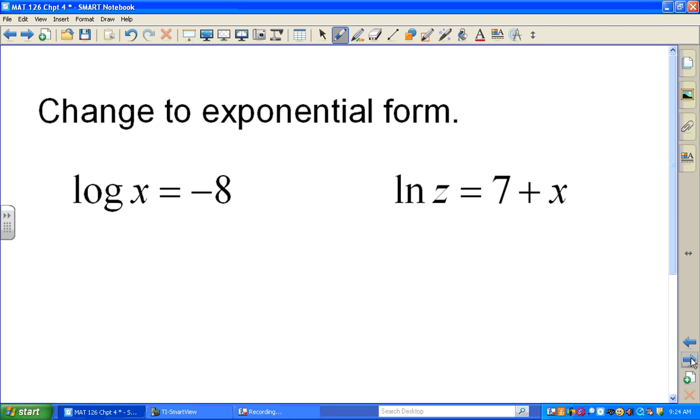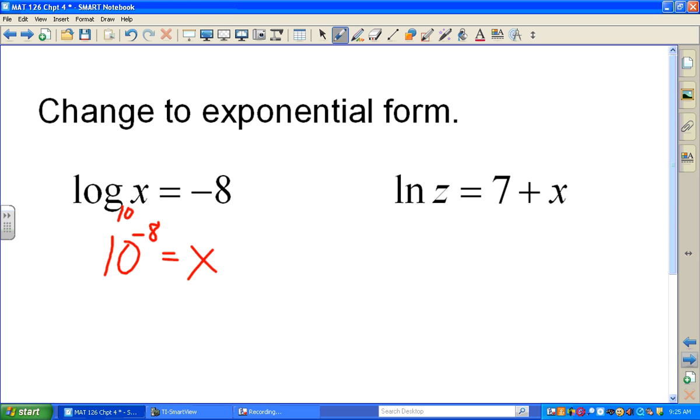This is pretty good getting back in the swing of things. What is it when it has log by itself? What's the base? 10. So here we go. We know that's a 10 because it has a log. You have a log button on your calculator. It's base 10. So I'm going to write 10 to negative 8 equals x. That's how it works. Great. Yeah, we're in good shape.